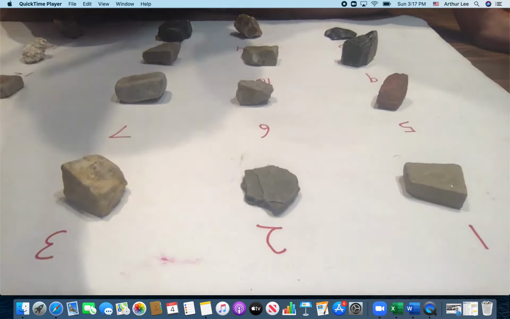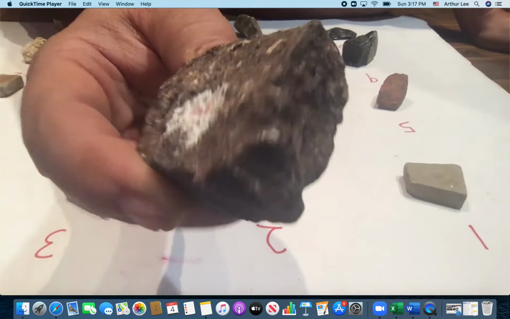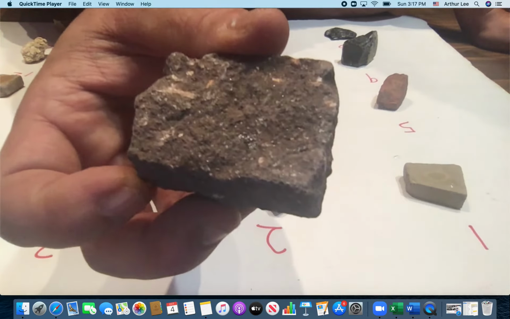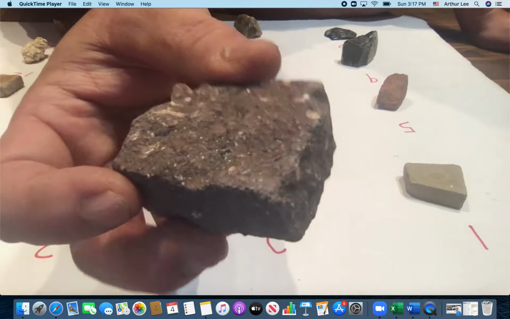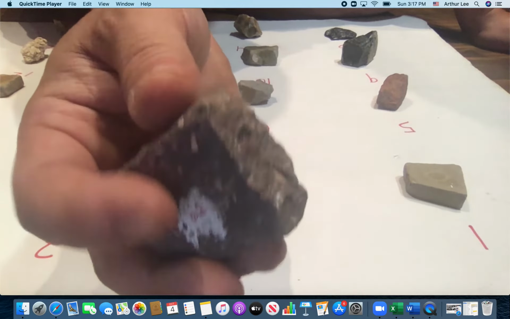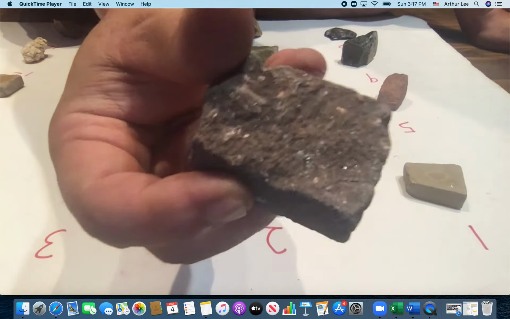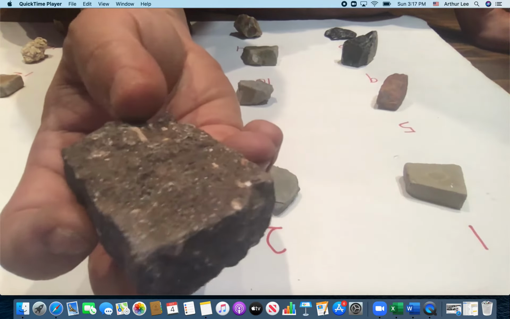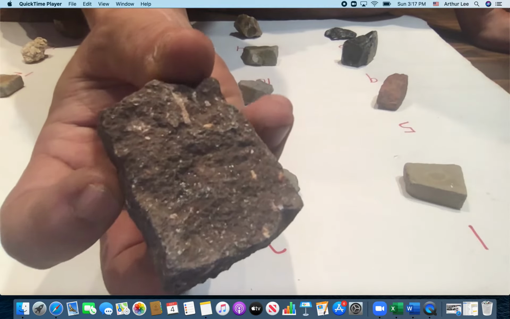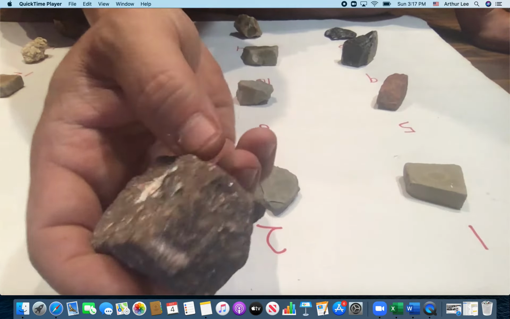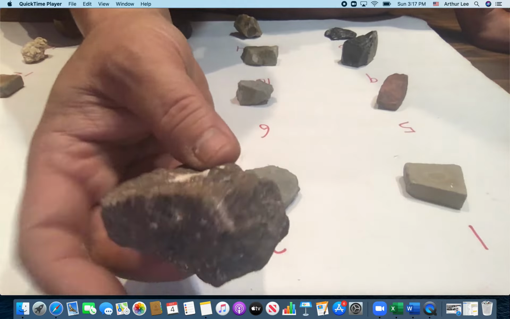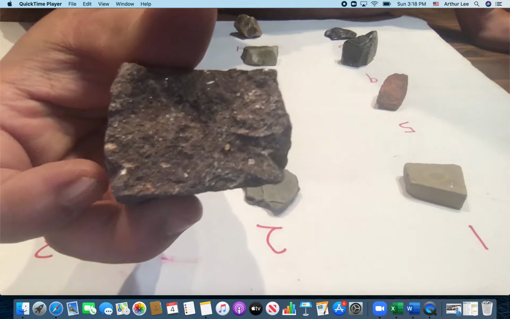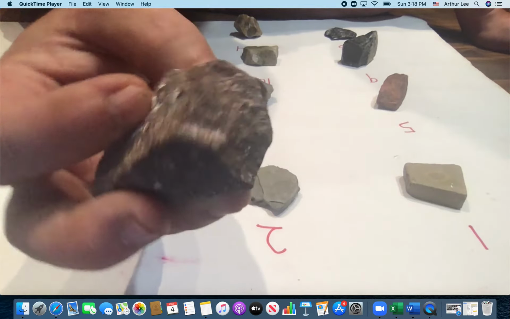Sample number four is next. That's paint. That white, ignore that white part. This is sample number four. One thing that might help you about this rock is its color, and the size of the particles in the rock.